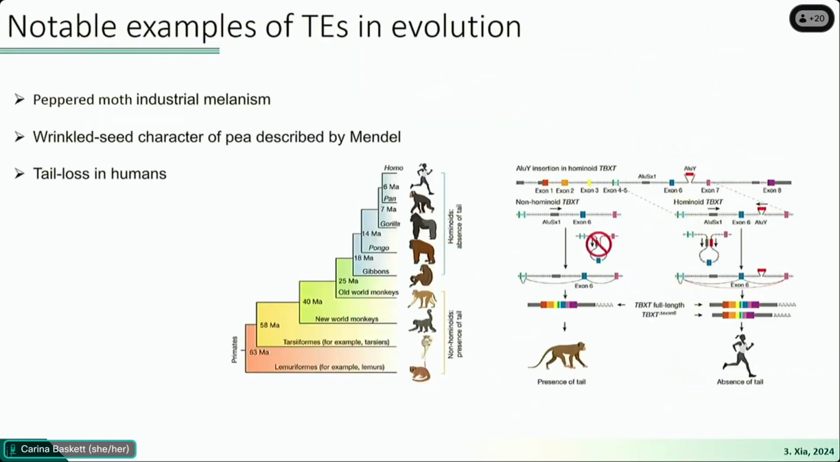But let's move on. So some examples just to convince you that these are important in evolution, and probably some of the most famous examples, even though they didn't know at the time they were caused by TEs, are the pepper moth industrial melanism, a famous textbook example of adaptation that was caused by a TE, I think a DNA transposon insertion in a gene. And also the wrinkled seed used by Mendel was later discovered to actually be caused by a TE insertion. And finally, the most recent one, described last year in a paper in Nature, where they found that an Alu insertion that occurred around 20 million years ago probably led to the tail loss in all the hominoid apes.